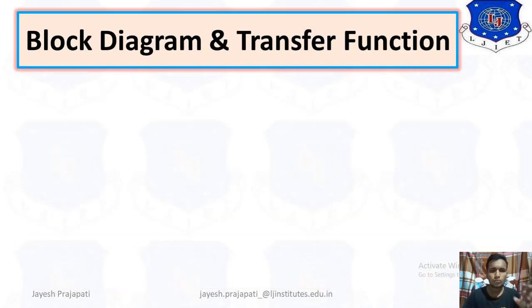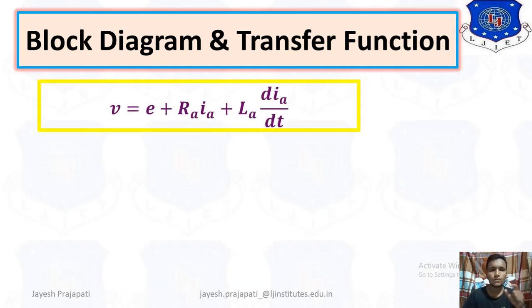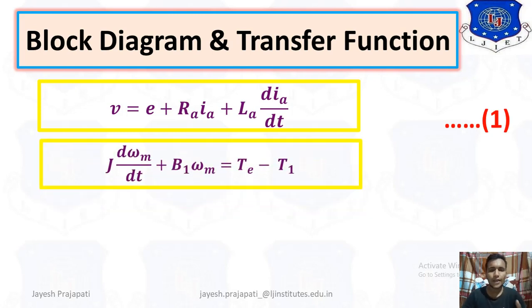So now we discuss the block diagram and the transfer function. First we take the equation V is equal to E plus Ia Ra plus La dIa by dt. That is the equivalent circuit voltage equation, equation number 1. Then the electromechanical modeling equation, equation number 2: J d omega m by dt plus B1 omega m is equal to Te minus T1.